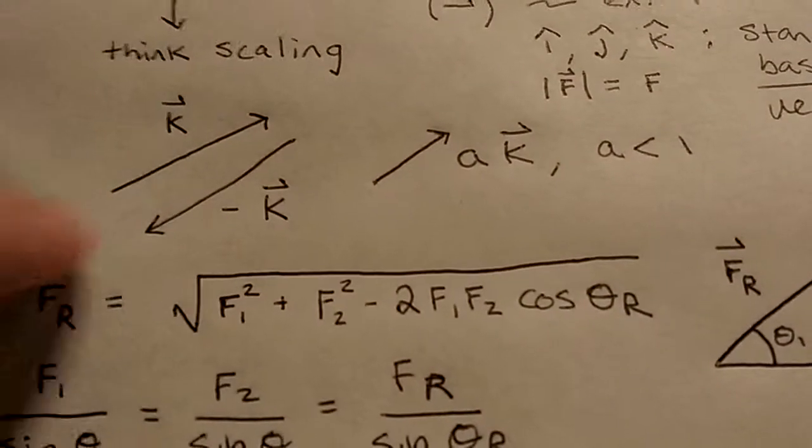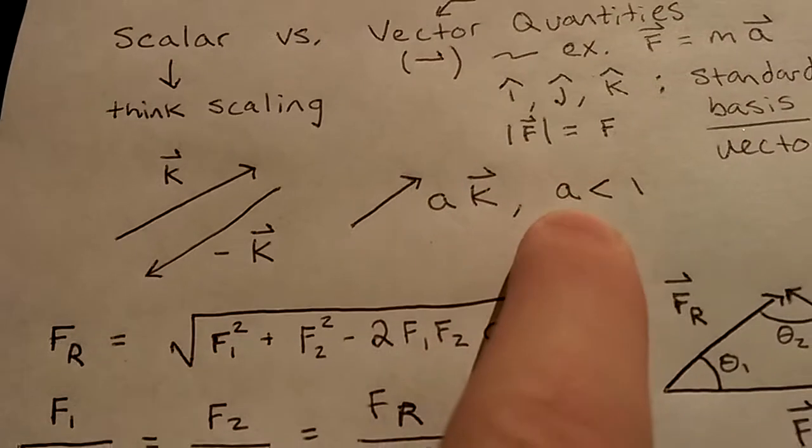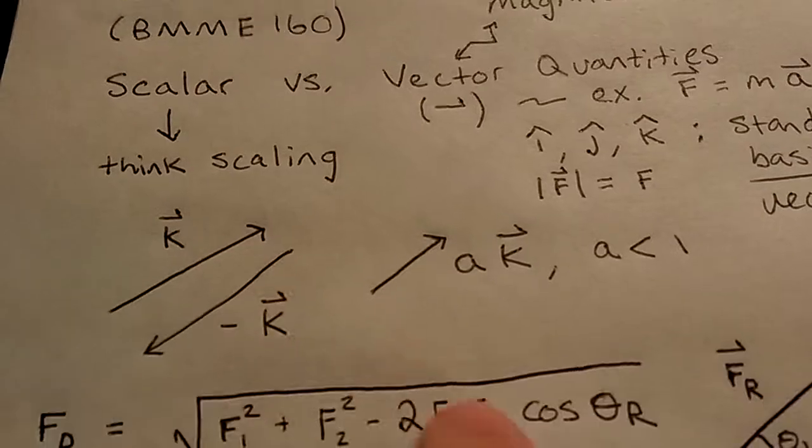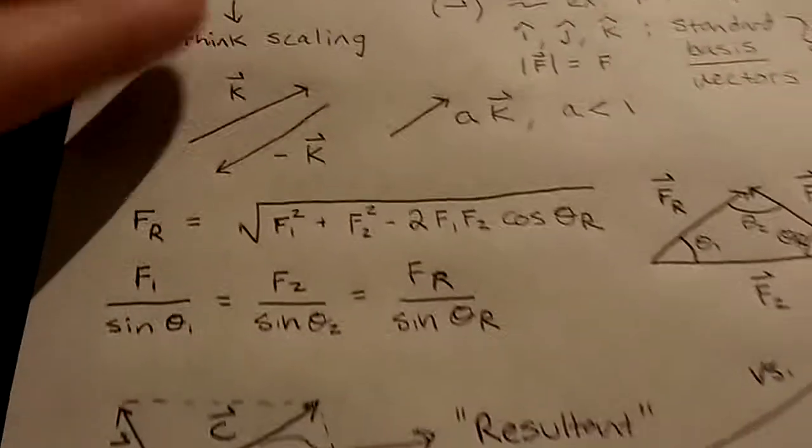original vector. Here we've multiplied it by some scalar quantity that's less than 1. It's still parallel to the original k, but it's been scaled back so it's smaller in size.